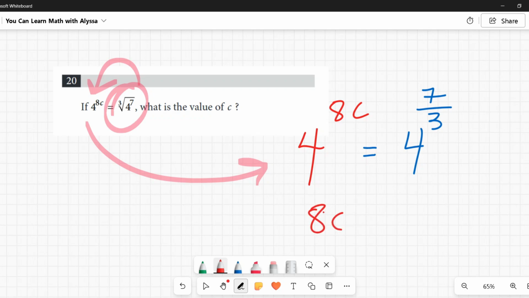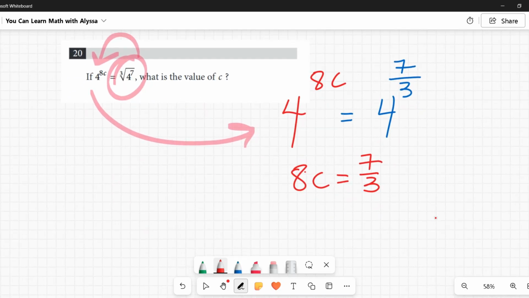Then 8c must be equal to 7/3. And now I can solve for c. C is being multiplied by 8, so I need to do the opposite of that. I need to divide by 8, which, because we're dealing with a fraction over here on the right, dividing by a whole number is the same as multiplying by the reciprocal of that number. So dividing by 8 is the same as multiplying by 1/8. Multiplying by the reciprocal. Same difference.